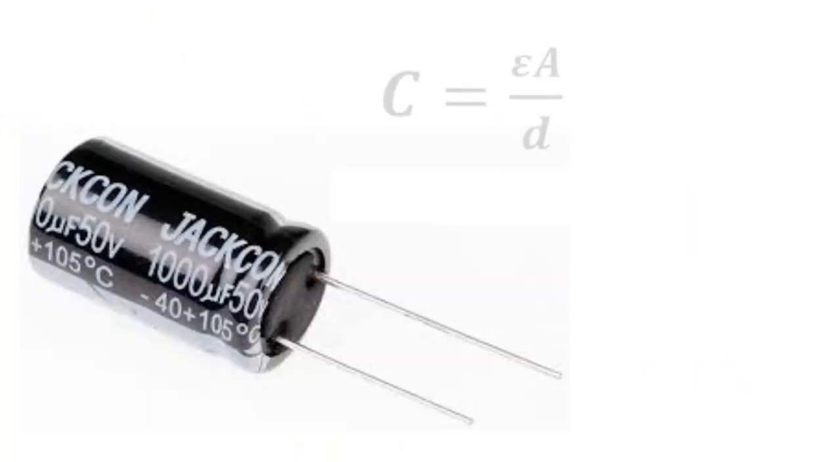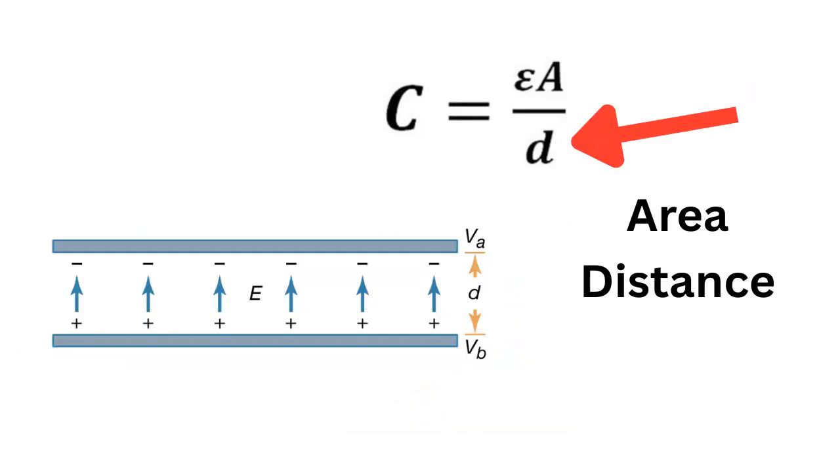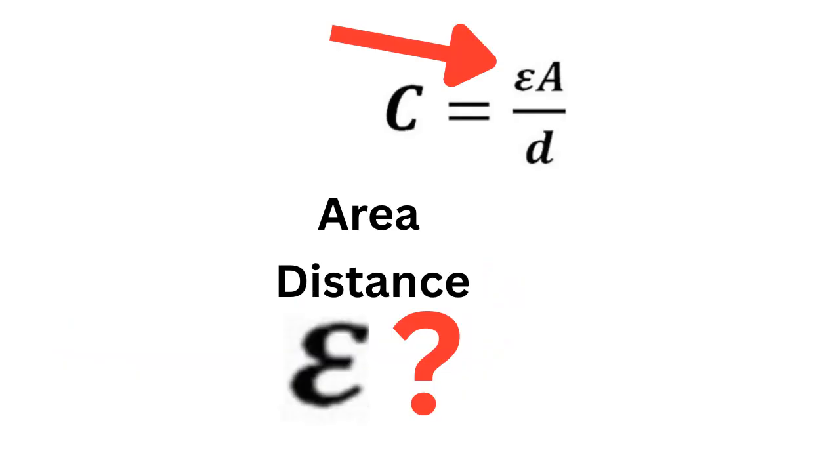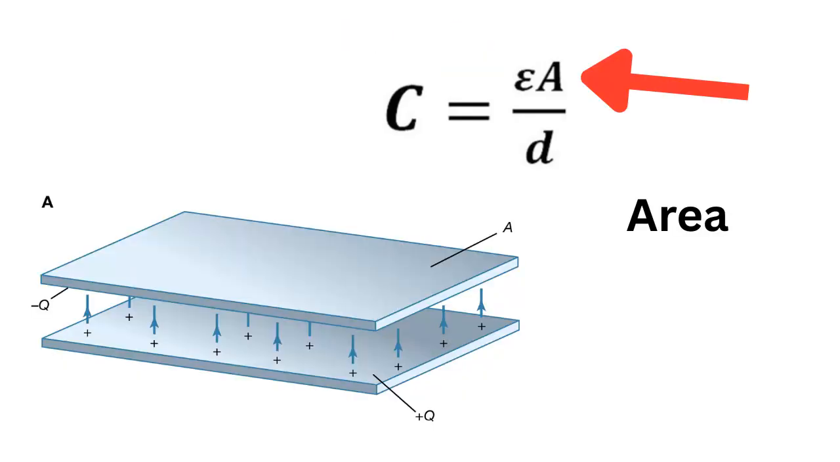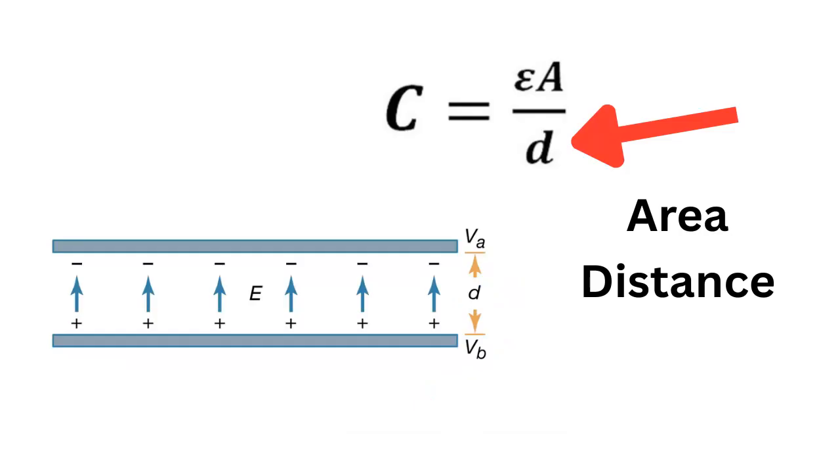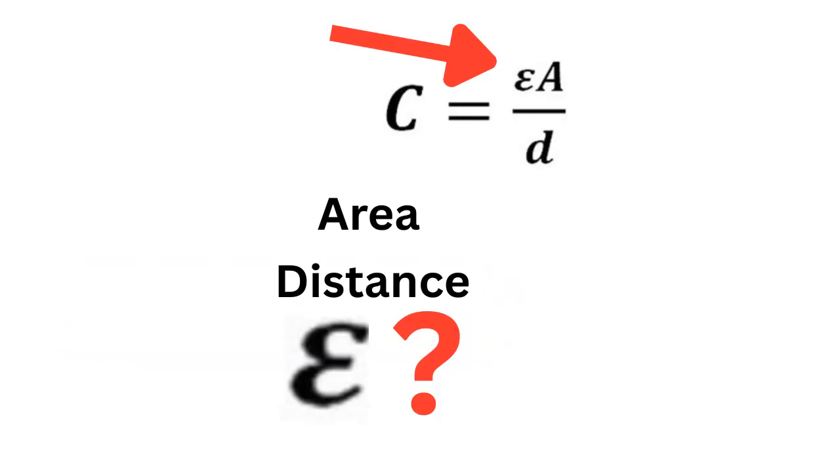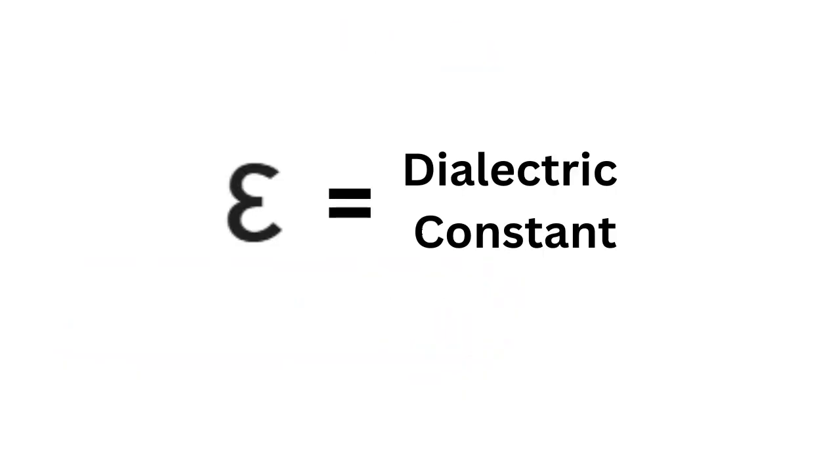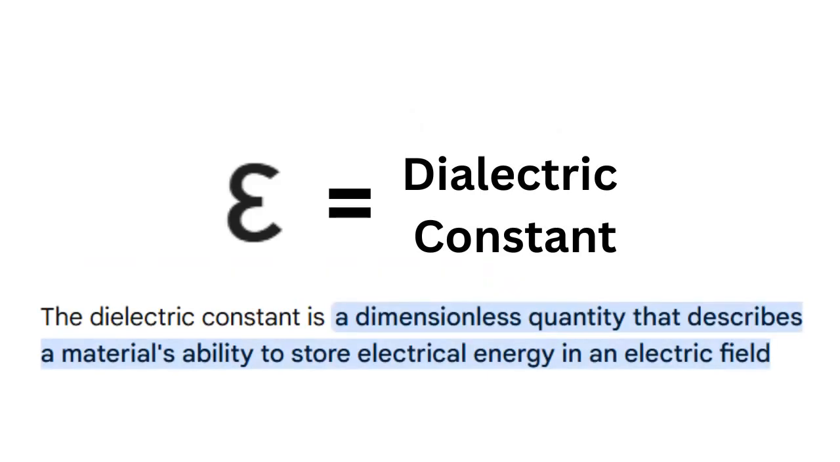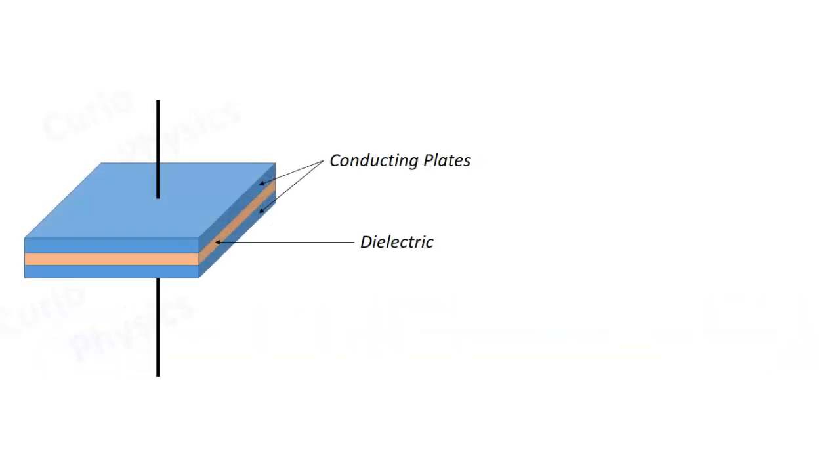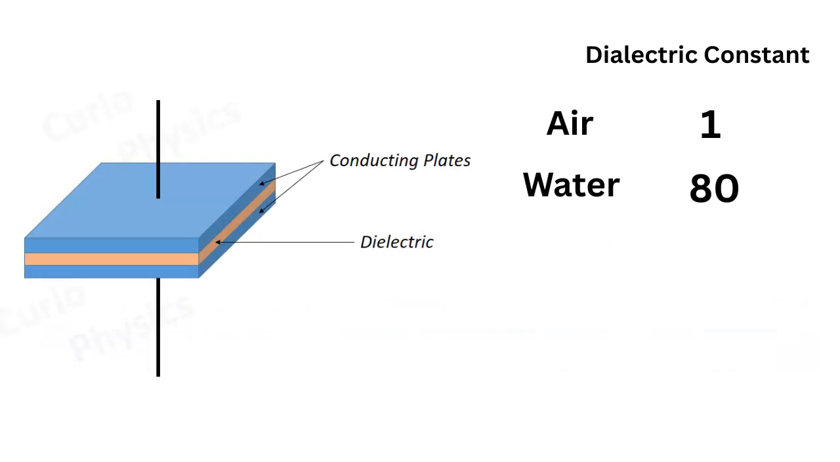The design factors: the capacitor's value is defined by three physical factors: area, distance, and epsilon. If the plates get bigger, the area increases and capacitance goes up. If the plates move closer, the distance decreases and capacitance goes up. But there is a third crucial factor, epsilon, or the dielectric constant. Epsilon represents how well the insulating material, the dielectric, can store energy. This factor is absolutely essential to understanding the level transmitter. Air has a dielectric constant of 1. Water can be as high as 80.